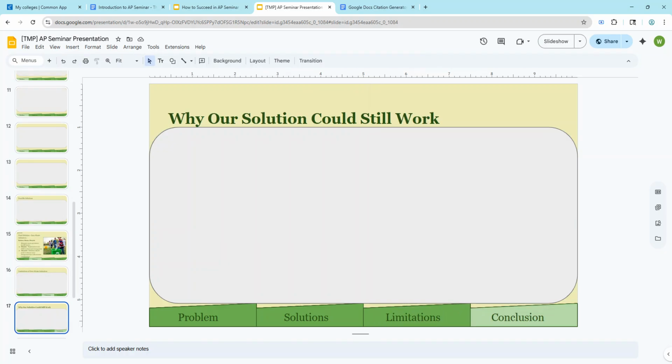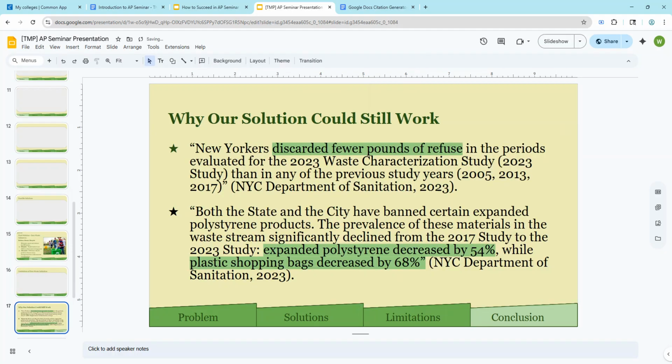Then I explained why our solution could still work despite the limitations. And this is where the repeating emphasis comes, all right? So remember in the rubric, we're looking at any repetition is effective. So this is how effective repetition looks like.